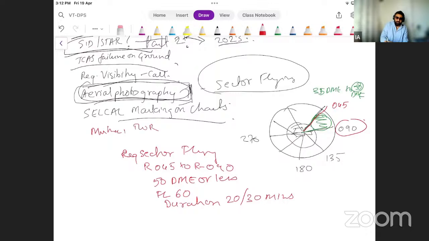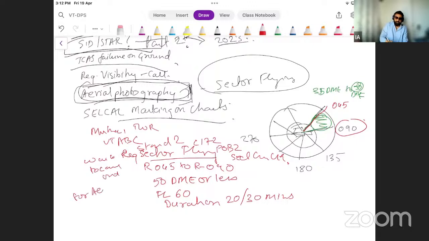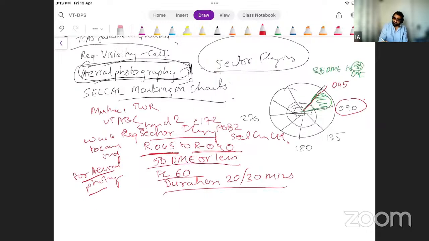Mumbai Tower, Victor Tango Alpha Bravo Charlie, Cessna 172, passengers on board 2, security check cleared. Would like to carry out sector flying for aerial photography, radial 045 to radial 090, correction, 50 DME or less, flight level 60, duration 20 minutes. Request startup and sector flying information.